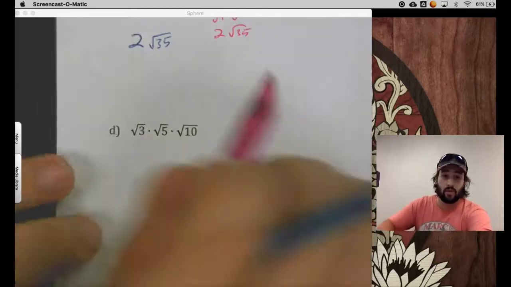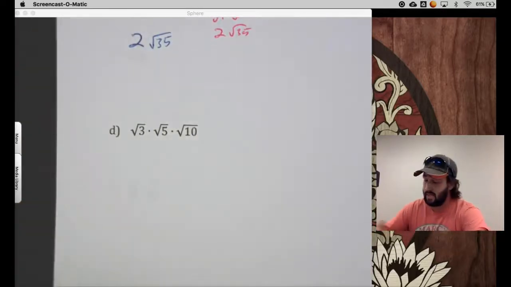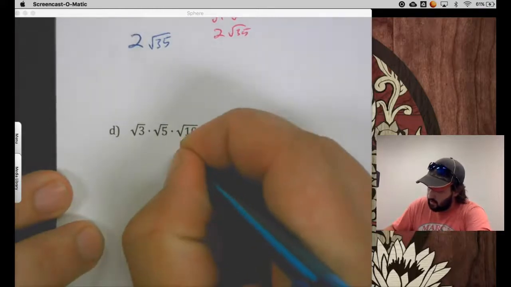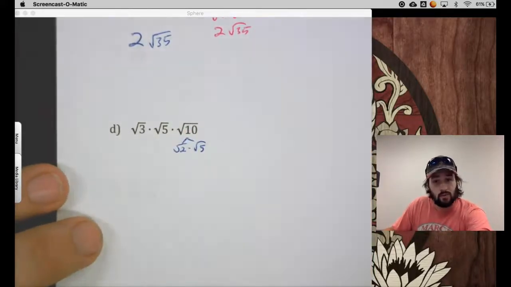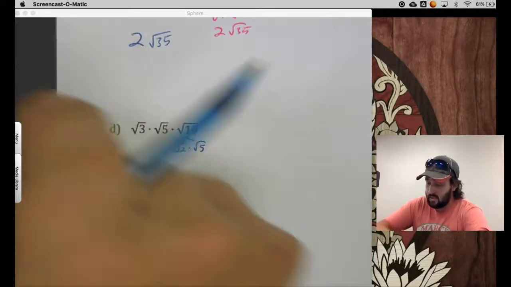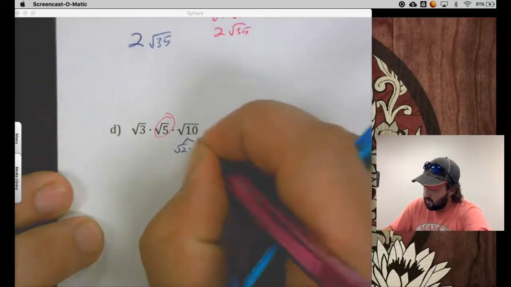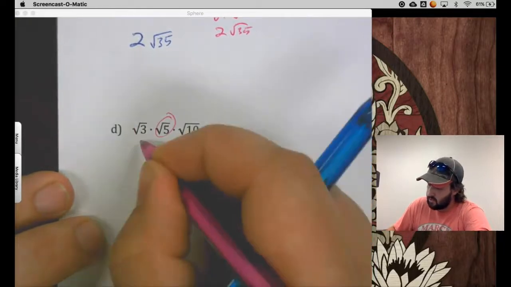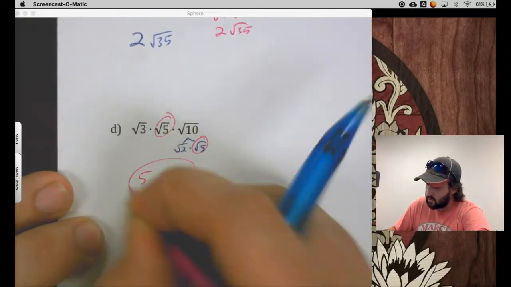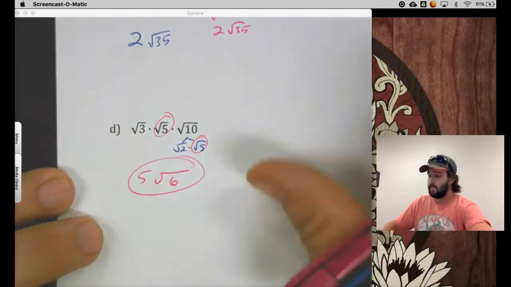With part D here, we have 3 square roots multiplied by each other. But again, what I would like to do is make this the square root of 2 times the square root of 5, which is what square root 10 is, because now I see that I have 2 root 5s, and I can pull that out as 5. Square root 3 times 2 is 6, so 5 root 6.